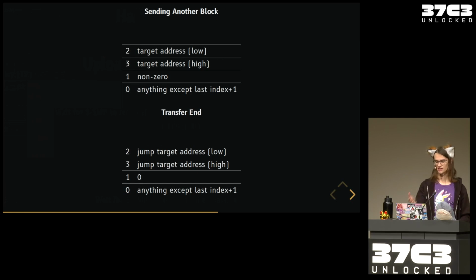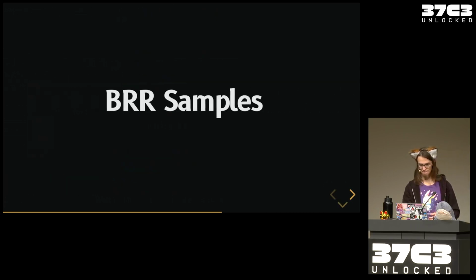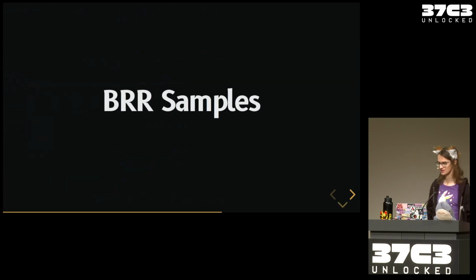And for ending all the transfers, you write another address into ports 2 and 3. You now write a 0 value into port 1 and anything except the last index plus 1 in port 0. And now this address is interpreted as a jump address where the S-SMP will jump execution to. So from that point on, you can take control over the system and do whatever you want. Okay, that's basically all I have to say about the architecture. Let's move on to the audio side of things, to the BRR sample format.